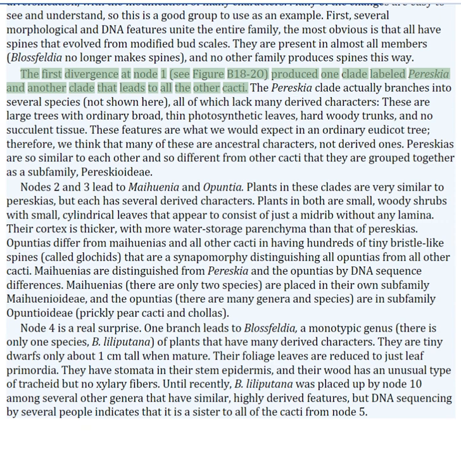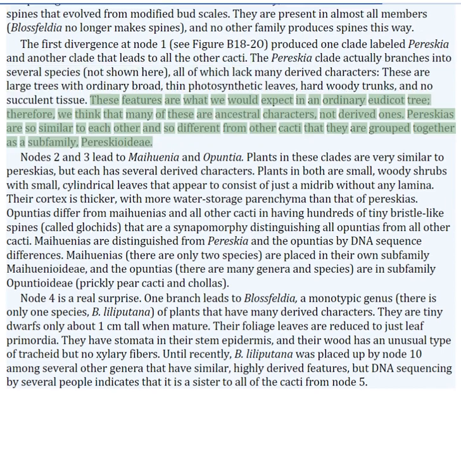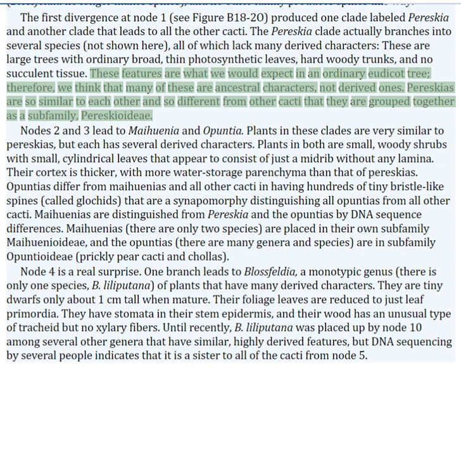The first divergence at node 1 produced one clade labeled Pereschia and another clade that leads to all the other cacti. The Pereschia clade actually branches into several species, all of which lack many derived characters. These are large trees with ordinary broad, thin photosynthetic leaves, hard woody trunks, and no succulent tissue. These features are what we would expect in an ordinary Eudicot tree, therefore, we think that many of these are ancestral characters, not derived ones.